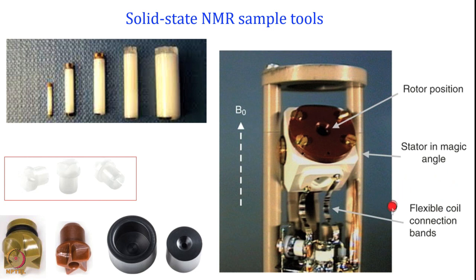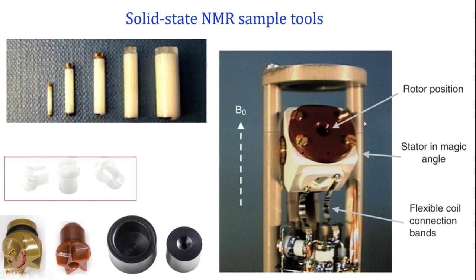And here we have flexible coil connections. These are various coils for detection and also for sending the pulse. Here is the place where the rotor actually spins using air that comes from the bottom. So, there are two main airs, bearing air and drive air, that actually spin the rotor in the stator, and that creates the different spinning speeds that we were talking about.